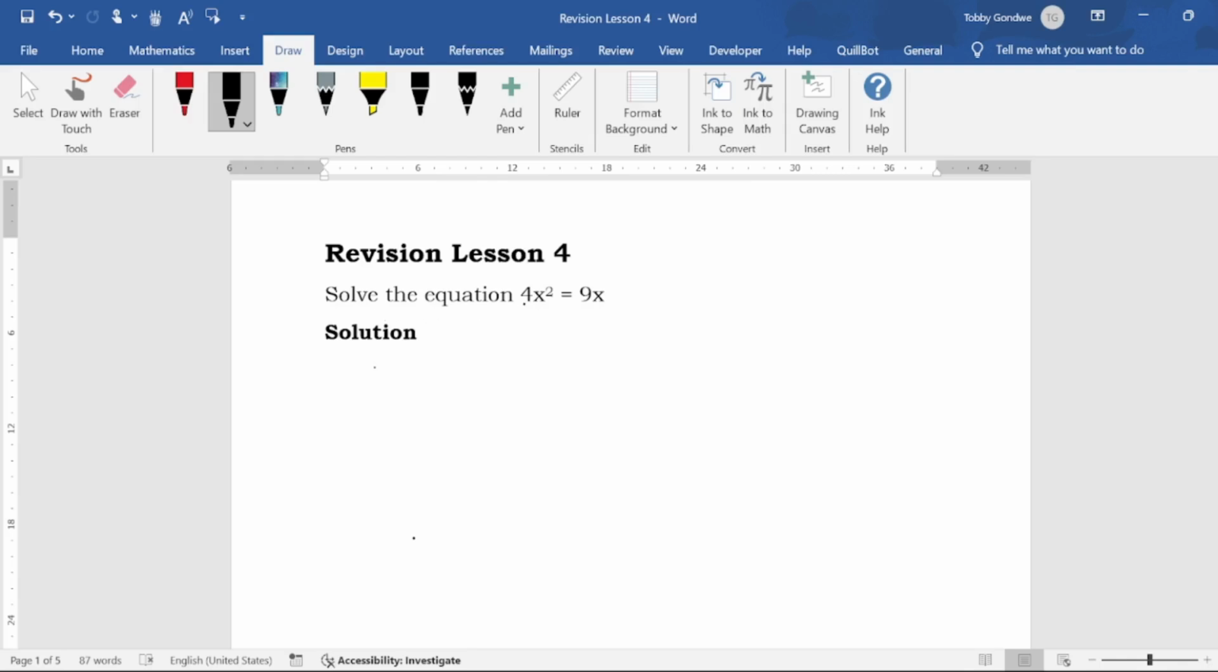Solve the equation 4x squared equals 9x. Okay, so when we look at this one, it's a very straightforward issue. What we simply do is bring the 9x to the other side so that we have 4x squared minus 9x is equal to 0.